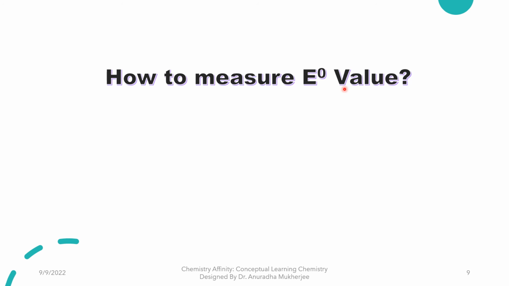How can we measure the E0 value? This is the equation we can use to measure the E0 value of the cell: E0 cell equal to E0 cathode minus E0 anode. We know oxidation takes place at the anode and reduction takes place at the cathode in an electrochemical cell. From there we can find the E0 cathode and E0 anode. If we put these values in, we can get the electrode potential of the cell at standard condition.